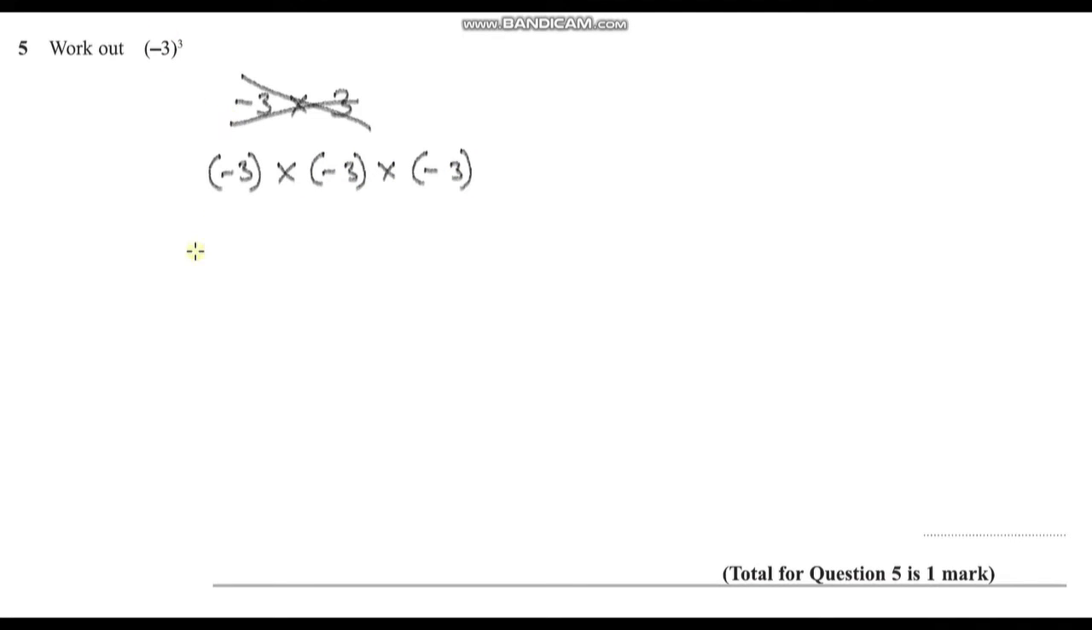That's what this means. So if we just break it up, let's first of all concentrate on this part. -3 multiplied by -3, well, that is +9, because when we multiply two negative numbers together, that turns into a positive. So we've got 9 times -3. So what is 9 times -3? Well, 9 times 3 is 27, but we've got a negative here, so it's -27. So our answer is -27.